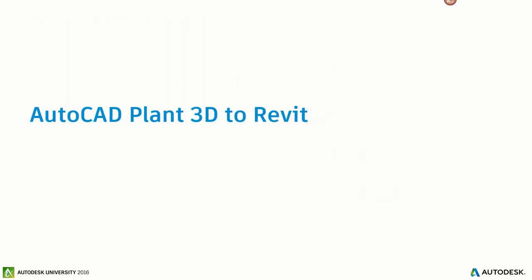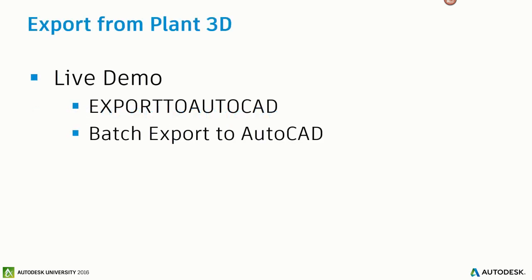So the first section here is AutoCAD Plant 3D to Revit, and Quentin's going to do a quick demo just to show you how to export out of Plant 3D into this DWG file format, and then how to use a batch export routine.